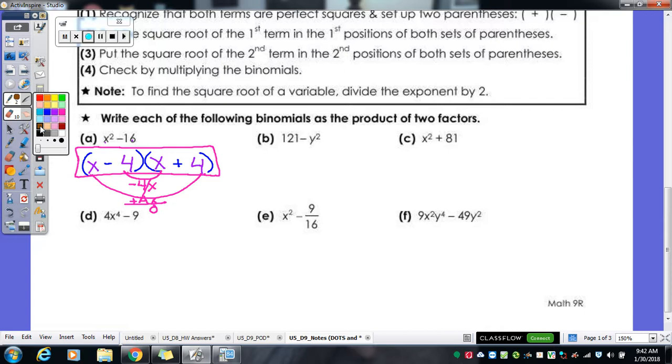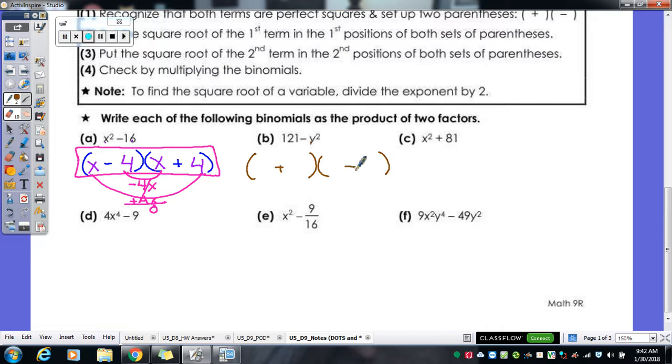So if we look at letter B, is there a GCF? No. I definitely know it's not a trinomial because it doesn't have 3 terms. It's only 2 terms. So is 121 a perfect square? Yep. Is y squared a perfect square? Yep. So we're going to set up for our dots factoring because we have a subtraction of 2 perfect squares.